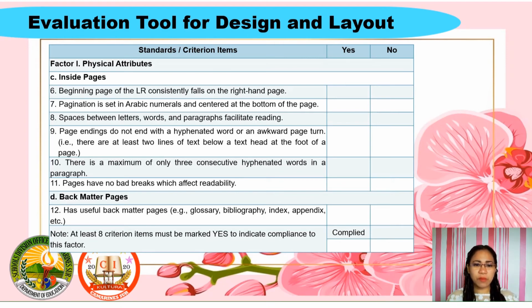For the back matter pages, it should have useful back matter pages such as glossary, bibliography, index, and appendix. Note that at least 8 criterion items must be marked yes to indicate compliance to this factor.